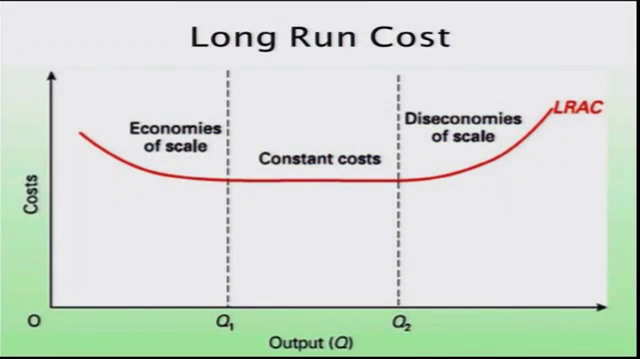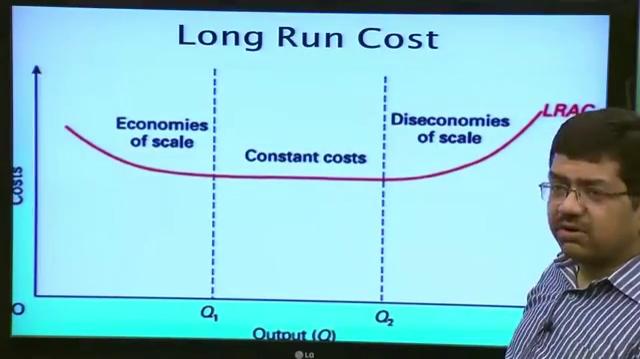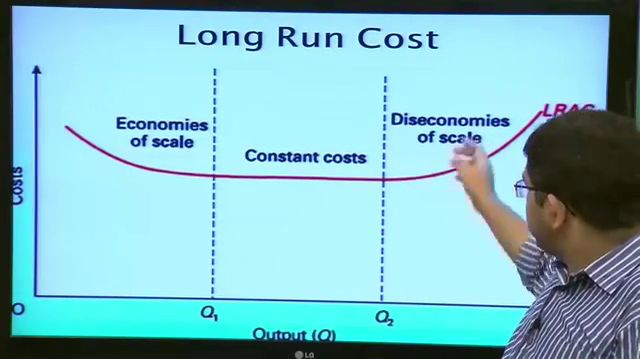and the second part is the constant cost, and the third part is basically diseconomies of scale. So, in the first part, economies of scale is basically the part where your fixed cost goes down very sharply. The more units you produce, the unit fixed cost goes down, and that is where economies of scale is achieved. Then you have a level of constant cost, and after that you have diseconomies of scale.